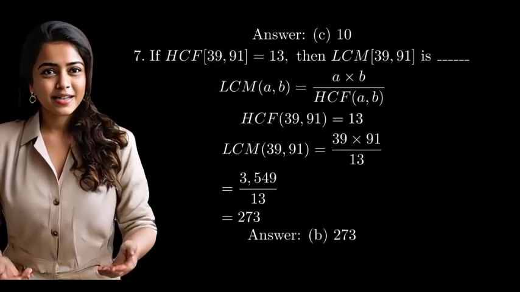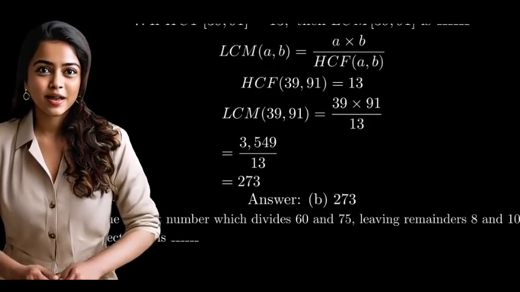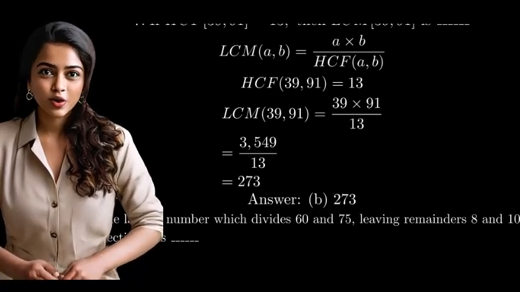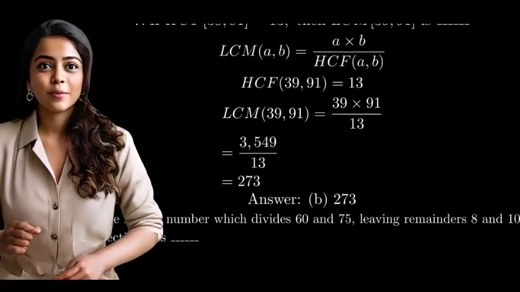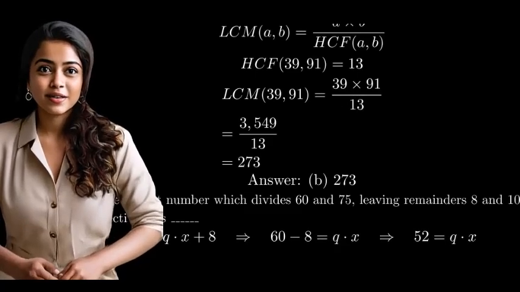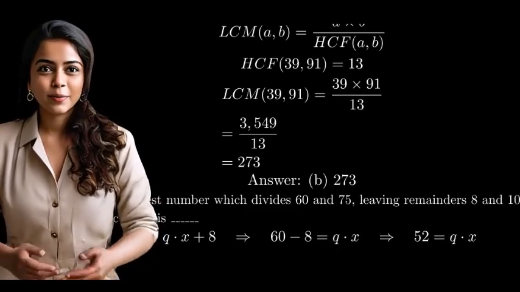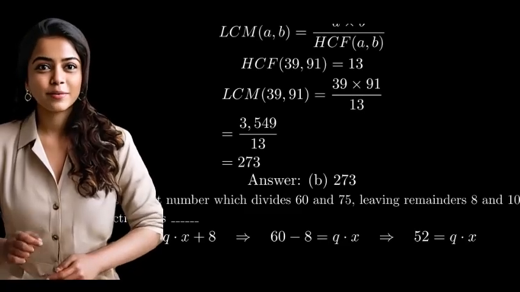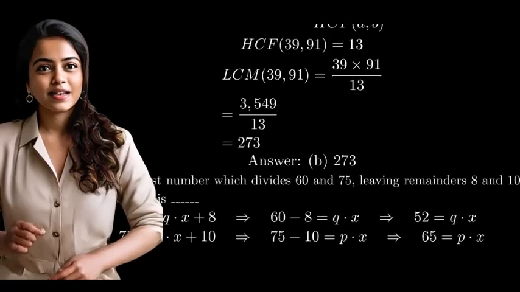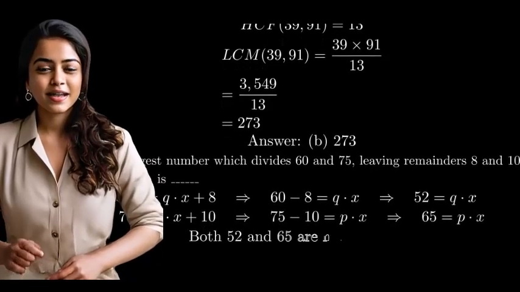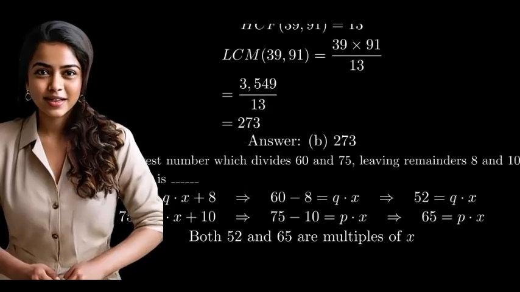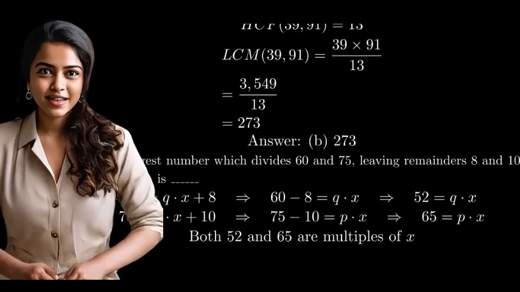Question 8 asks, the largest number which divides 60 and 75, leaving remainders 8 and 10 respectively, is what? Let's denote this number as x. Since x divides 60 with remainder 8, we can write 60 equals qx plus 8 for some quotient q. Similarly, since x divides 75 with remainder 10, we can write 75 equals px plus 10 for some quotient p. This means 60 - 8 equals qx and 75 - 10 equals px. So, 52 and 65 are both multiples of x.